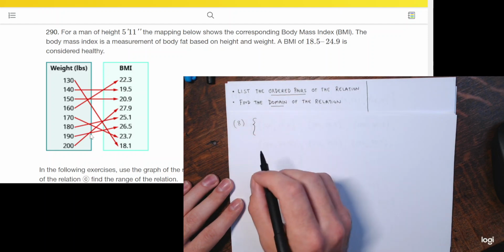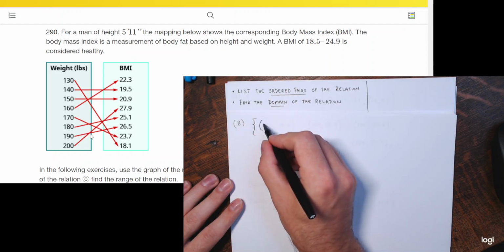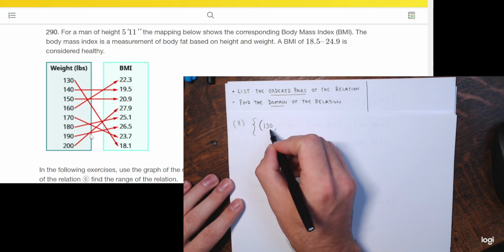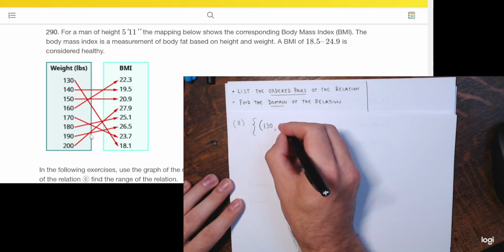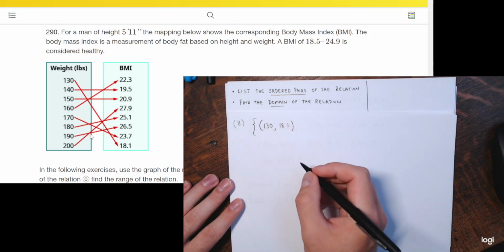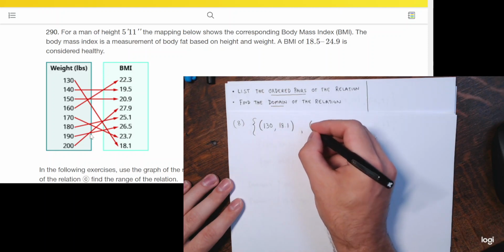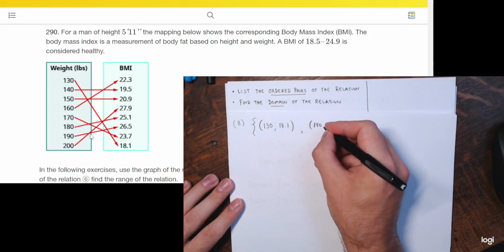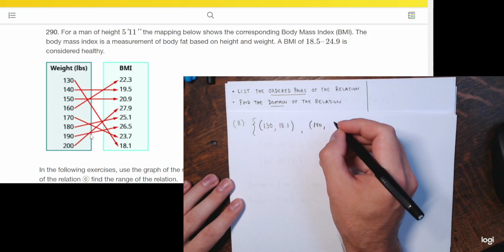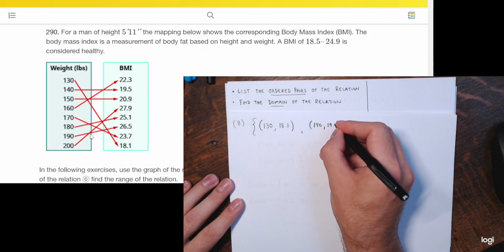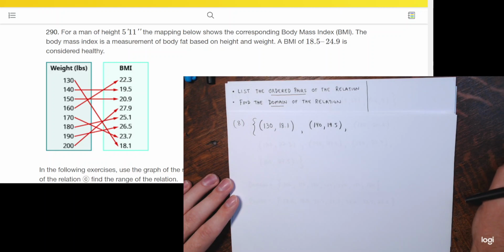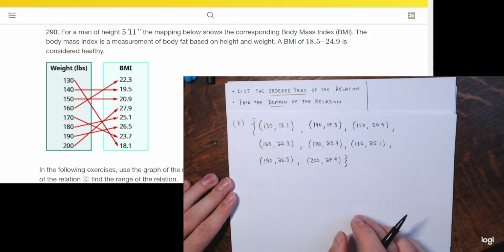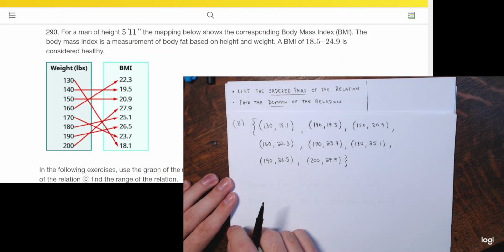So, again, the first ordered pair here, the weight, 130-pound woman who's 5'11", comma, and then the second coordinate will be BMI again, would have a BMI of 18.1. And then the next ordered pair, 140-pound woman, that's 5'11", would have a BMI of 19.5, if you follow the arrows. I'm going to write out the rest, and you'll see it complete when I'm done. Okay, so here they are, all of these 8 ordered pairs, corresponding to the 8 different arrows I'm seeing in the diagram.